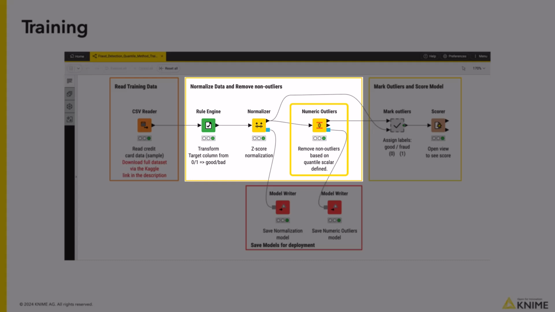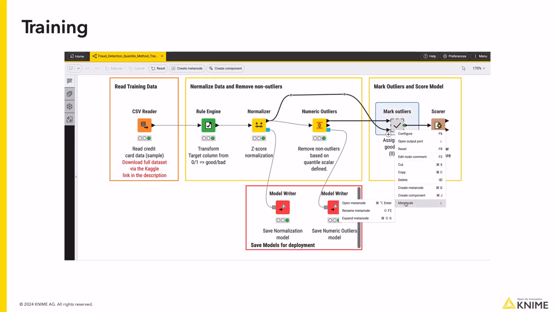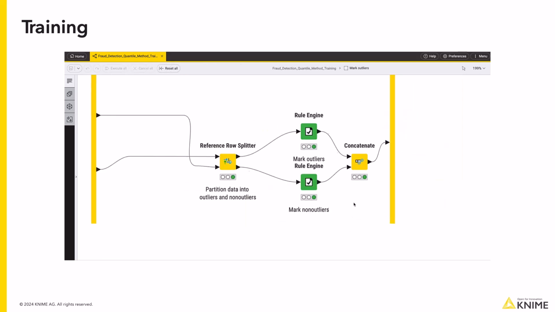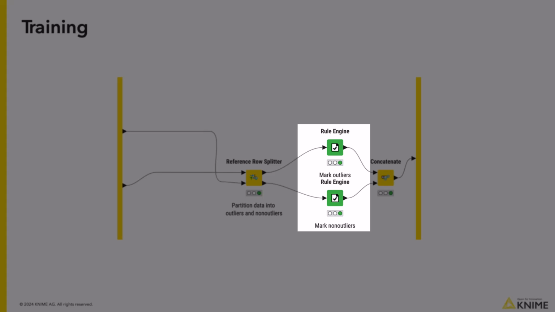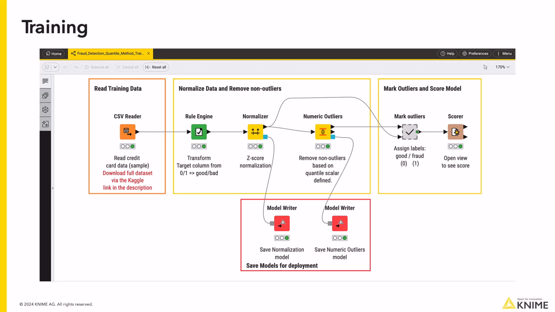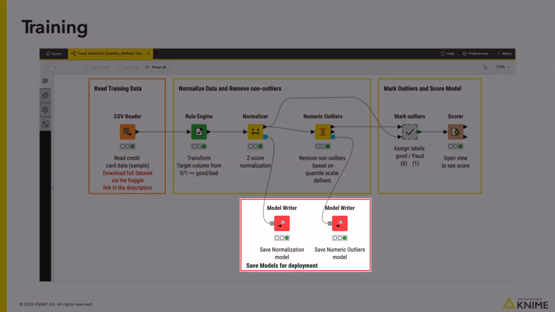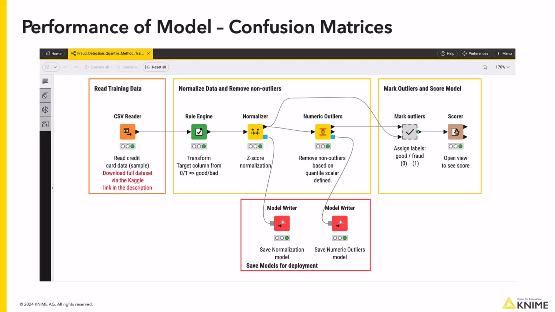the suspicious transactions to flag as potentially fraudulent. After removal, we can run the model on our data by passing them both to the mark outliers component. Inside this component, we partition the data into two categories. The top port is the outliers and the bottom port is the non-outliers. From here, we can combine the results and check the score. On the next slide, we will go more in depth on the performance of the model. If we are satisfied with the performance, we can go ahead and save both the models by writing them to the disk so we can use them for our deployment workflow.